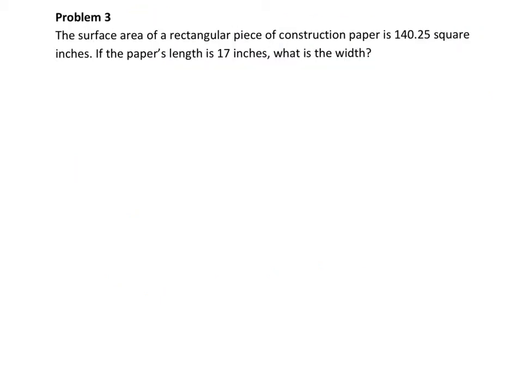The surface area of a rectangular piece of construction paper is 140 and 25/100 square inches. If the paper's length is 17 inches, what is the width? So I'm going to draw this. So I've got a rectangular piece of paper, and I know my area, my square surface area, is 145 square inches, okay? So inches squared. And I know my length is 17.